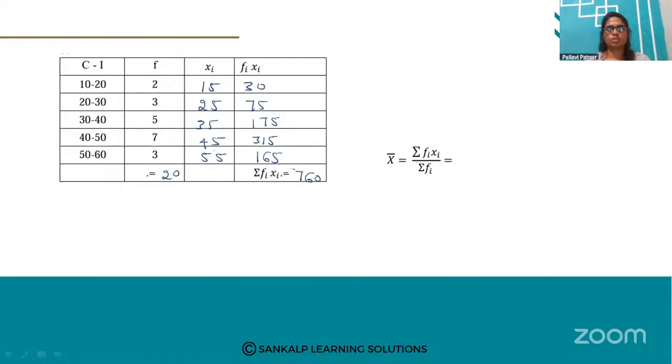So using the direct method formula to calculate the mean, summation fi xi is 760 divided by 20. So 0 0 cancels. 2 ones are 2, 2 threes are 6, 2 eights are 16. So x bar is equal to 38. Therefore the mean of the given data is 38.